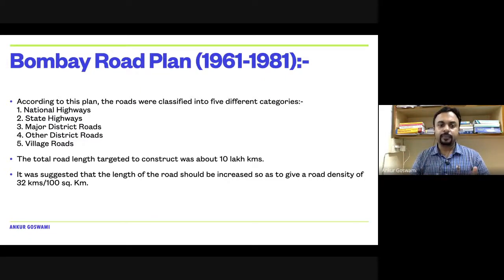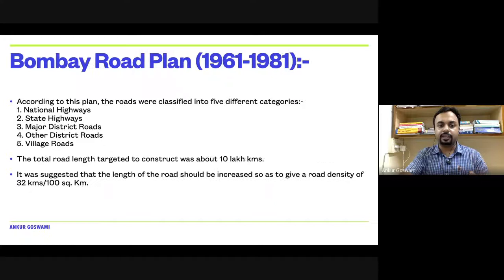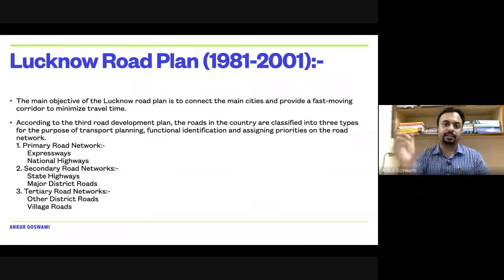The plan now became that the total road length targeted for construction was about 10 lakh kilometers. It was suggested that the length of the road should be increased so as to give a road density of 32 kilometers per 100 square kilometers. We can see that earlier it was 16, which became 32 kilometers per 100 square kilometers. So the amount of road should be increased. That was the target of the Bombay Road Plan, which was executed between 1961 and 1981.